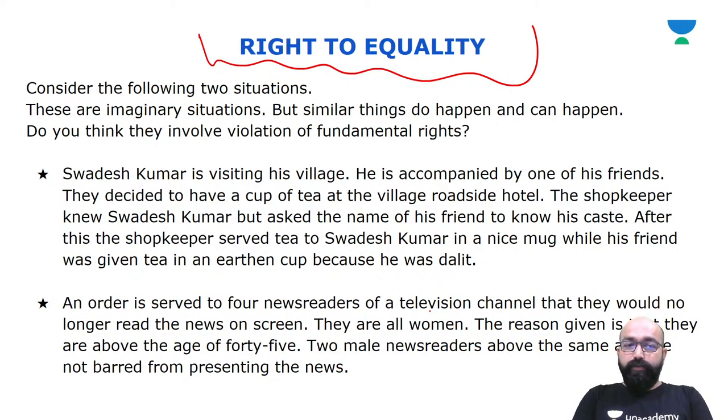So this is discrimination by the owner of the hotel on the ground of caste. Next situation: an order is served to four newsreaders of a television channel that they would no longer read the news on screen. They are all women. The reason given is that they are above the age of 45. Two male newsreaders of about the same age are not barred from presenting the news.